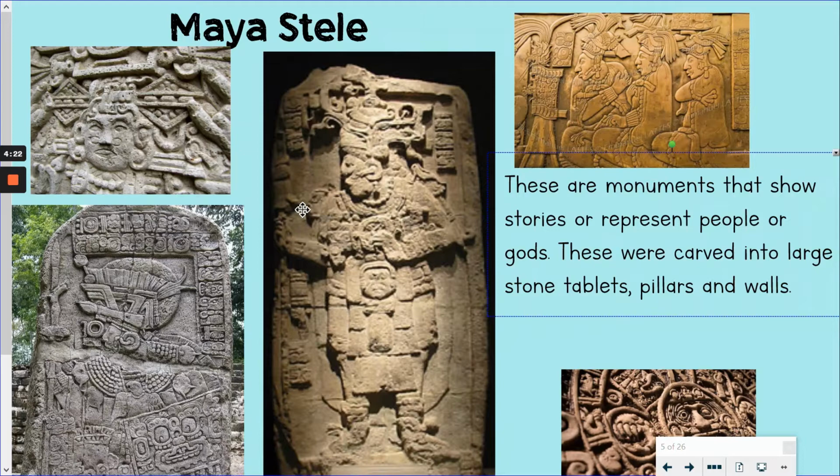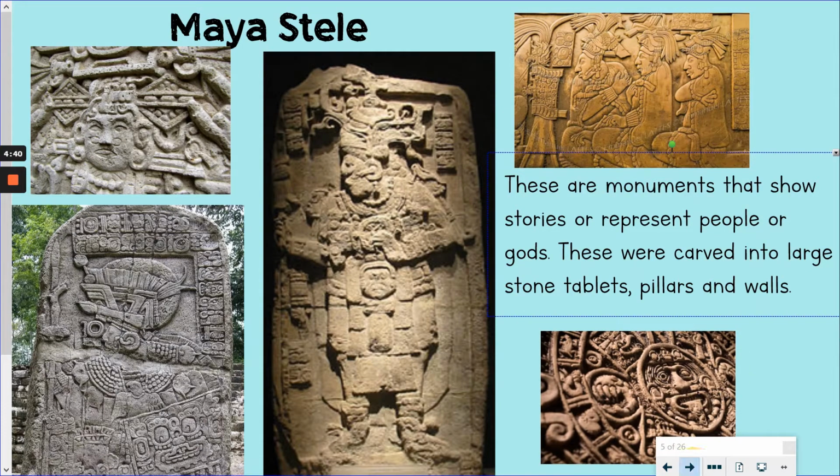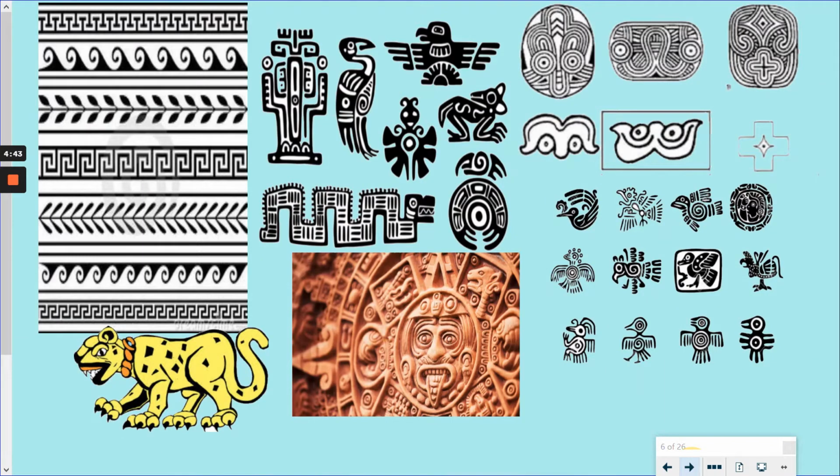So we saw some of the Maya stelae there, these monuments that show stories or represent people or gods, and we see within them the carvings into these large stone tablets, pillars and walls, that a lot of Maya art was part of the framework of the buildings, so part of the buildings was in itself artistic. Within them we see lots of repeated design patterns, so we know that the Maya used the same motif repeatedly. Some of these were hieroglyphs, so they were pictures that related to specific words or sounds. Some of them were pictures of their gods.